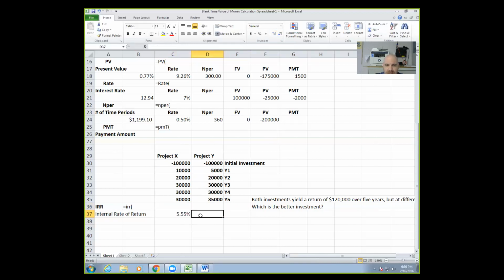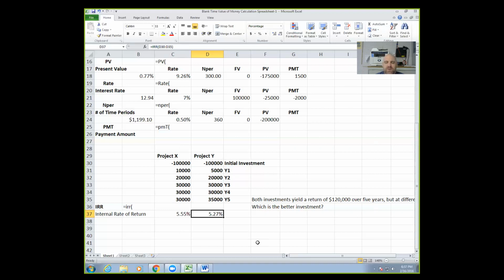Again, what I could do is just copy this cell right here, and it should give me the same calculation, but I'm going to do it the old-fashioned way. I'm going to type it in, equals IRR, and then select the cells, and then hit enter. 5%. I'm going to add a few decimal places. That's 5.27%. So which of these projects would you choose if this was the only criteria upon which you were choosing these projects?